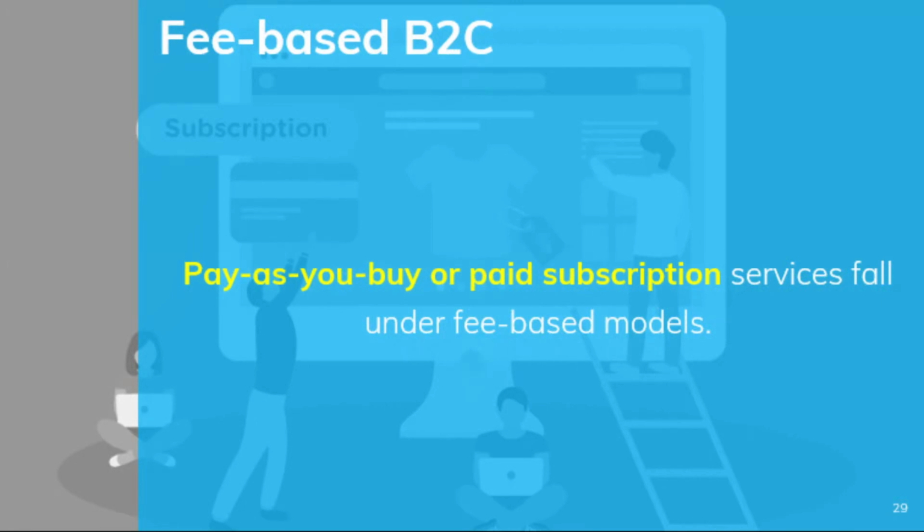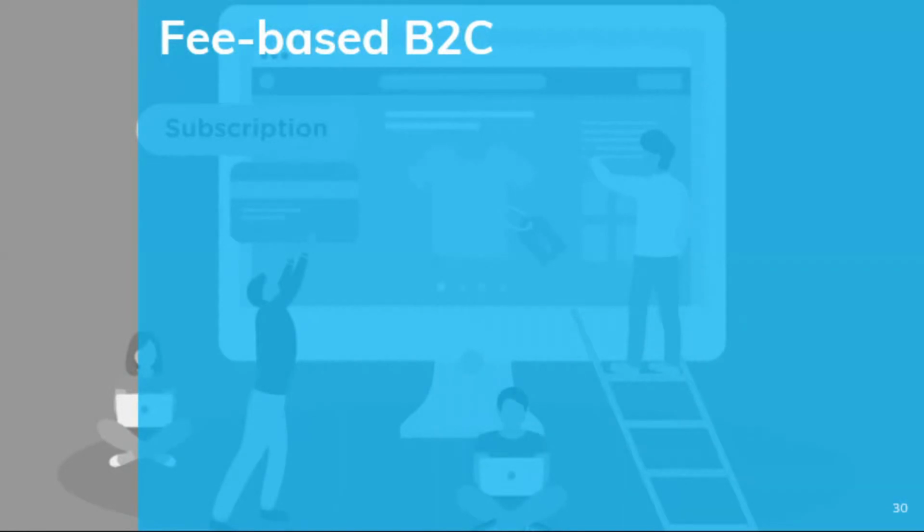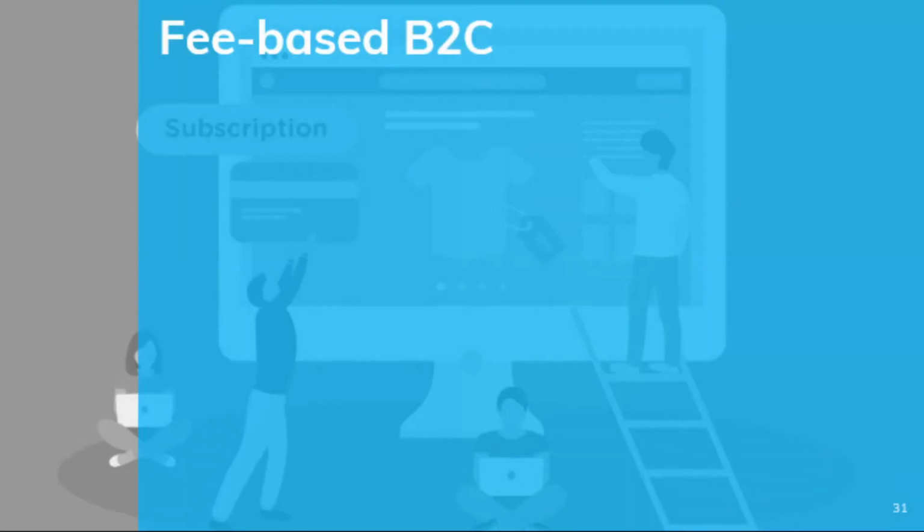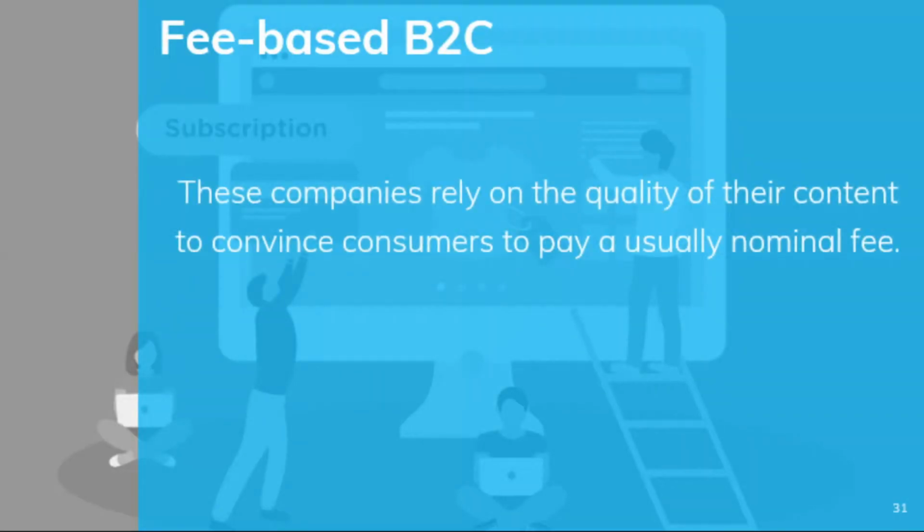The most common of these are online subscriptions to journals, to music, or to movies, right? So the fee-based B2C may offer free but limited contents, while they are actually charging for most of it, most of the time. They'll just offer you a minimum free time, then you'll have to pay. These companies rely on the quality of their content to convince consumers to pay a usually nominal fee.